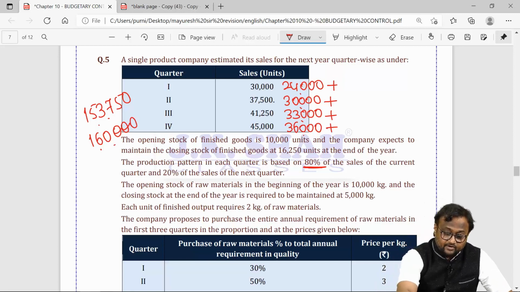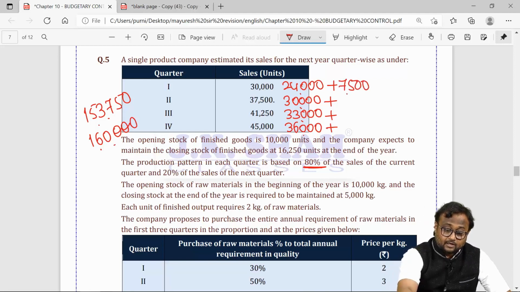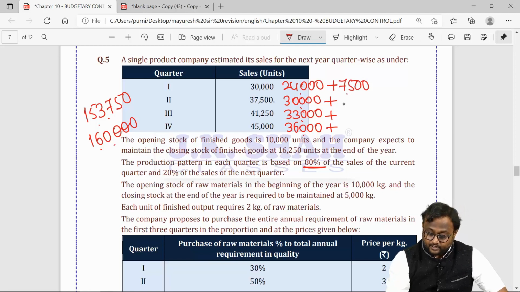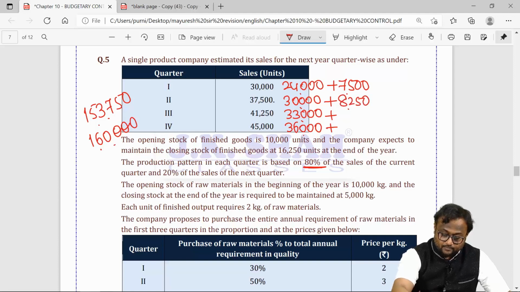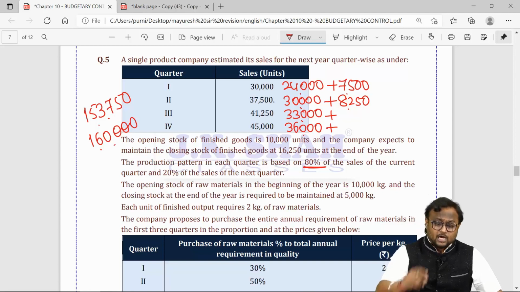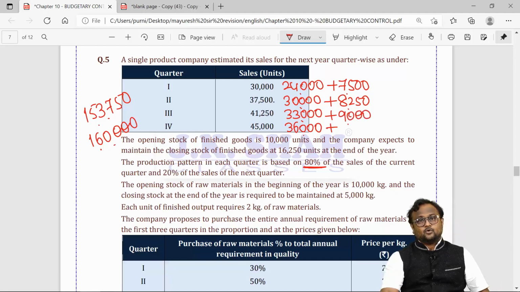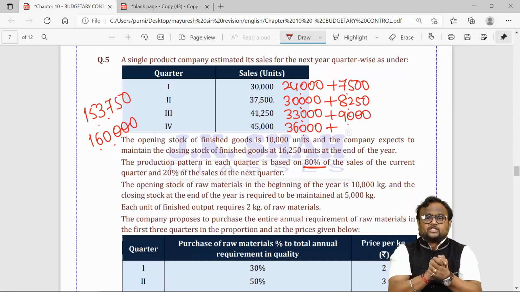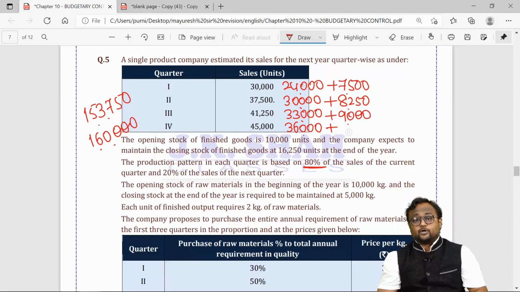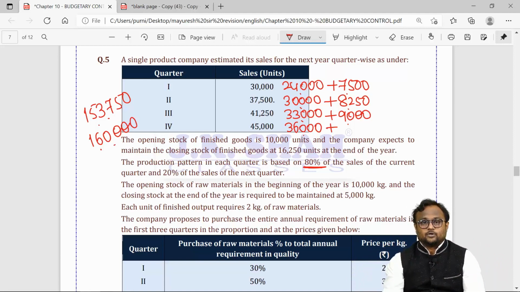In the second quarter, 37,500 units are required to be produced. 20% of it, that means 7,500, will be produced in the first one. In the third quarter, I'm going to produce 41,250. 8,250 will be produced in the same quarter. In the fourth quarter, I'm supposed to sell 45,000. 20% of it will be produced in the third quarter. You understood this? 80% of current sales will be produced in the same quarter. 20% of next quarter will be produced as well in the current quarter.